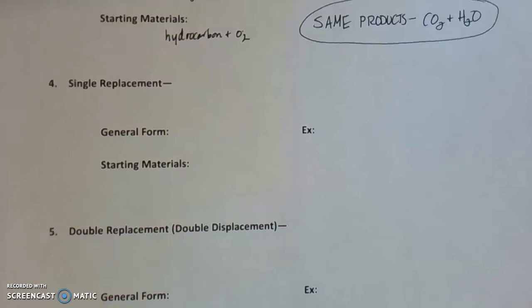This is video 2 for lesson 3 in unit 6, chemical equations. So we are going to talk about the last two types of reaction categories, and that is single replacement and double replacement. Their names kind of tell us a little bit about it.